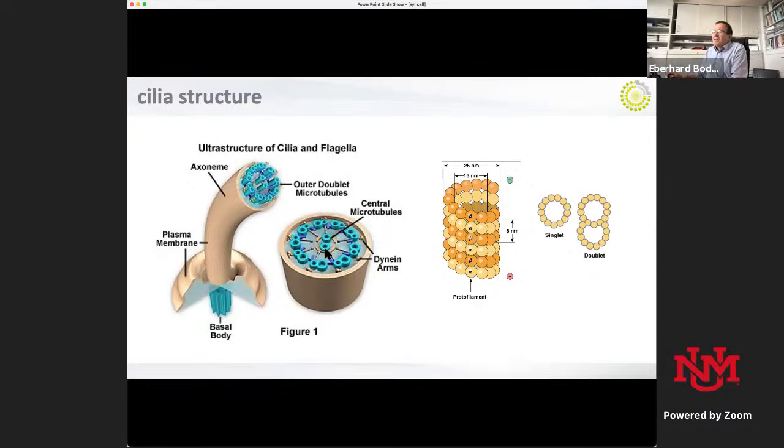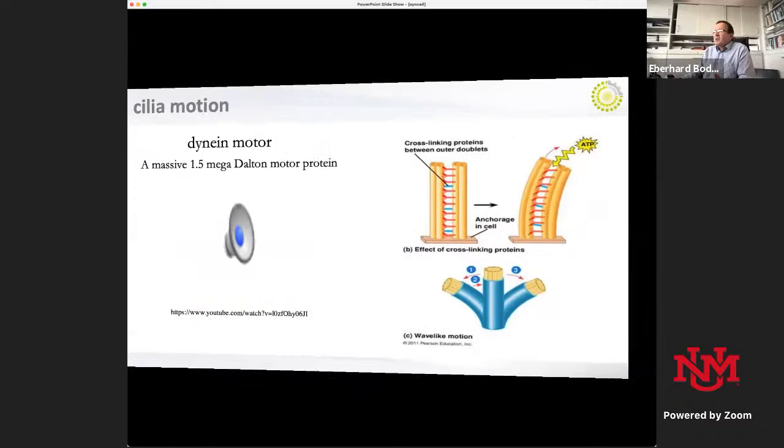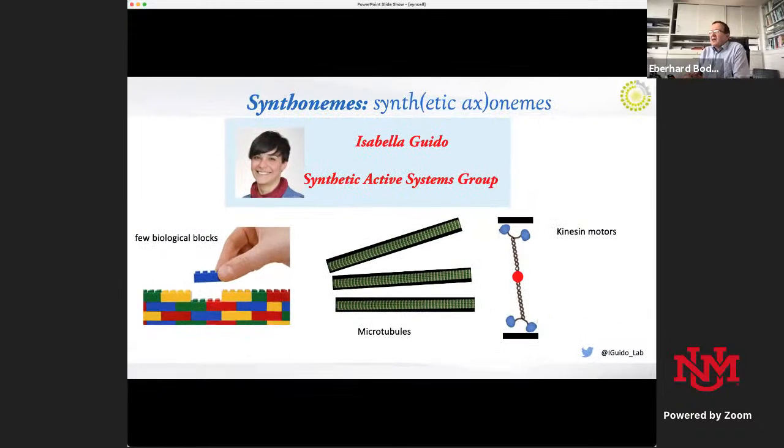And what you definitely need is these 2 central microtubules. If you don't have those, then these cells will not be motile. They will just be sensing cilia. And so these are little, basically, nanomachines, and it would be wonderful to reconstitute these things from the bottom up, which we typically do in bottom-up synthetic biology. And so first I would like to talk about the work by Isabella Guido.